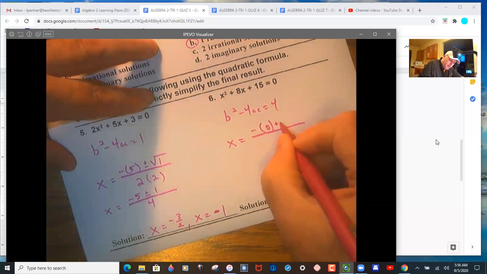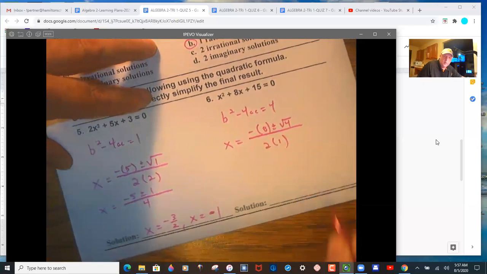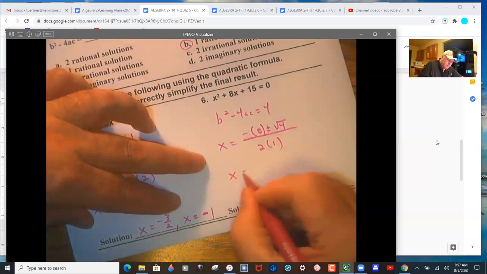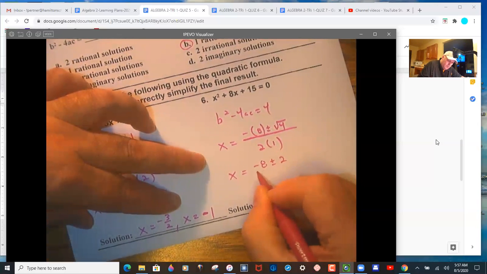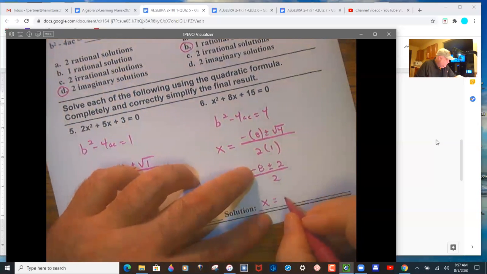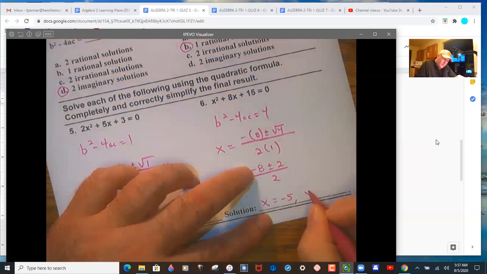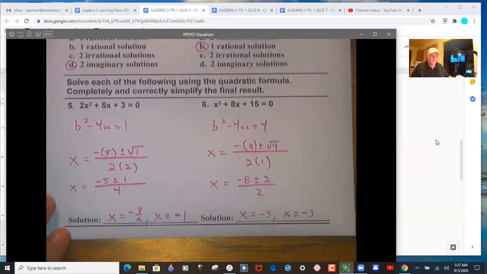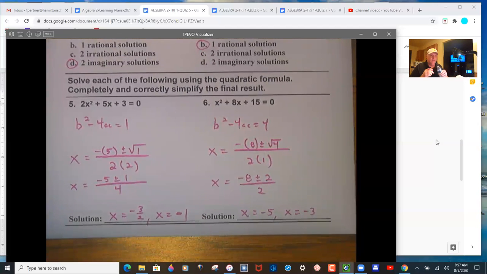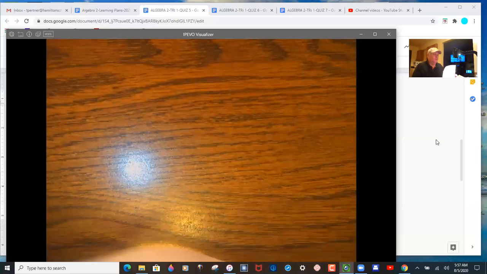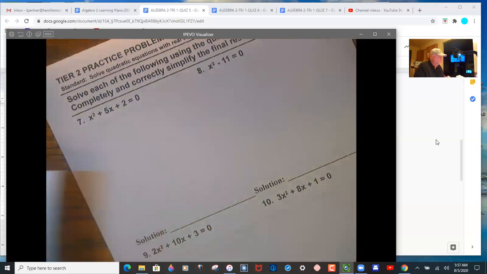So 8 will go here, plus and minus the square root of 4 over 2 times 1. So this will be 2. So negative 8 minus 2, negative 10 over 2 is negative 5. And then negative 8 plus 2, negative 6 over 2 is negative 3. So you will get fairly nice solutions on 5 and 6. Second page is all irrational solutions, ones that will not work nicely.